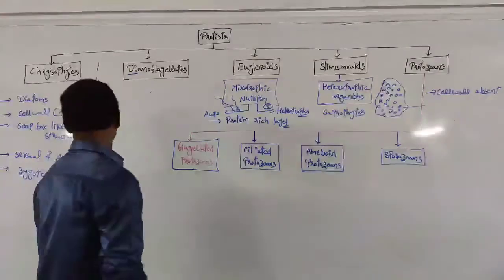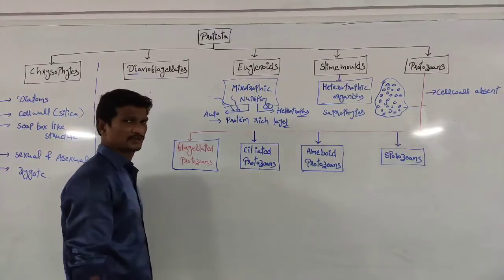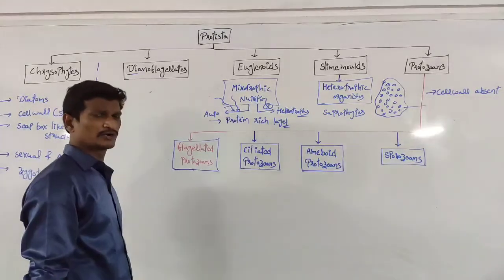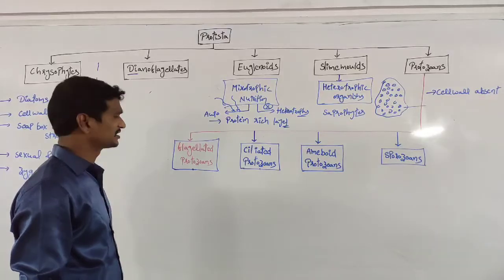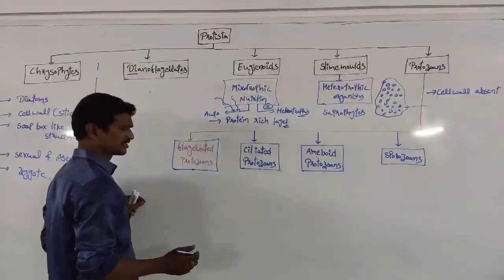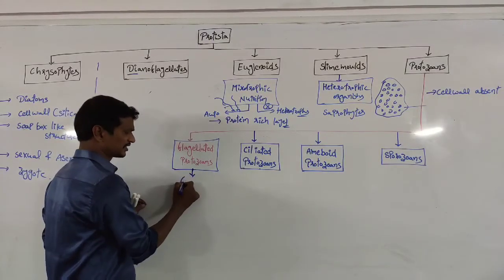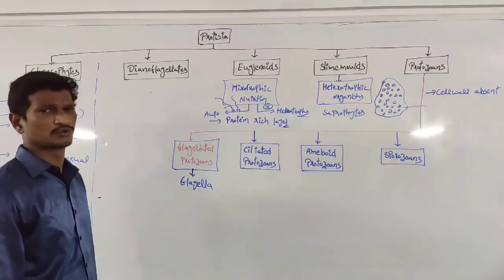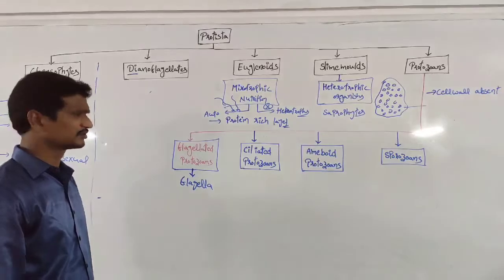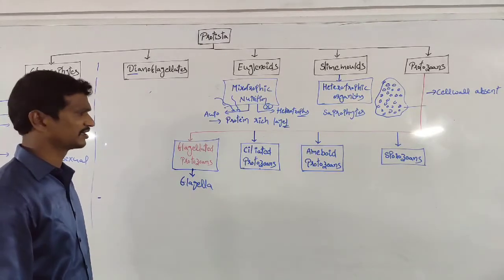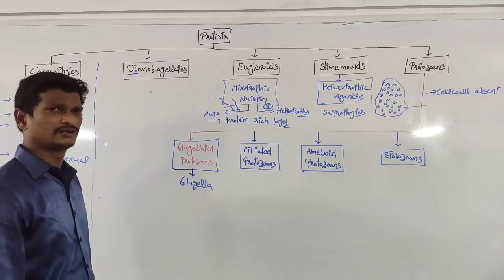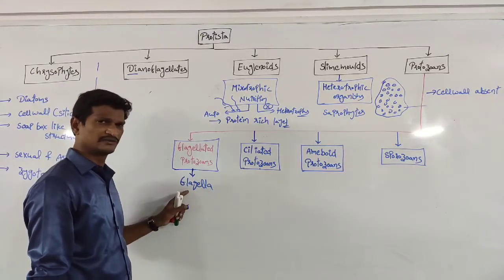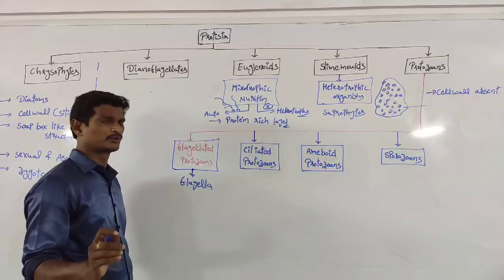Some of the organisms have flagella. These are called flagellated protozoans. These organisms have flagella as the locomotory organ. The best example is Trypanosoma. Don't bother about examples, we will definitely have an explanation regarding all these. Again, we'll discuss those examples also. So flagellated protozoans have flagella, and the best example is the trypanosome.